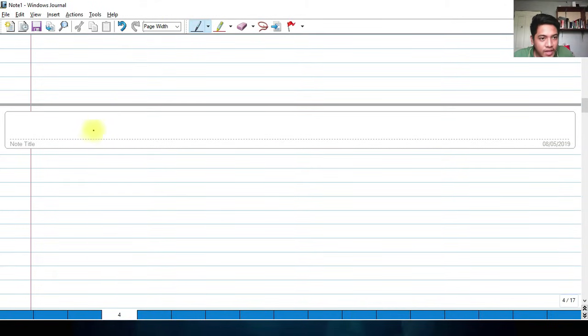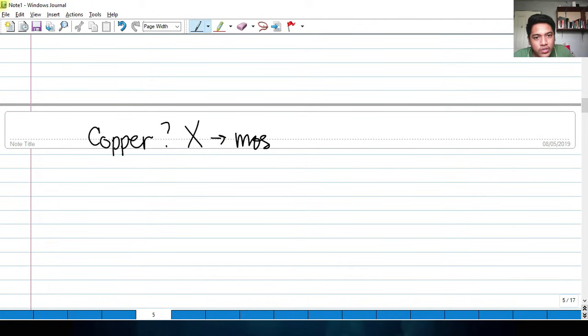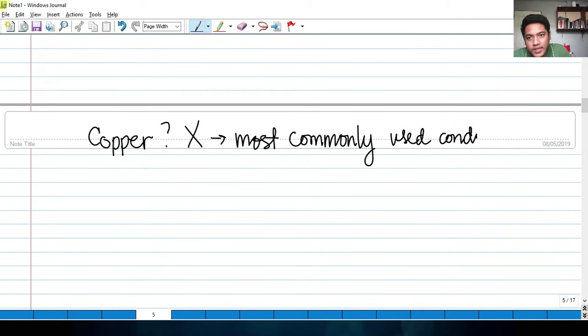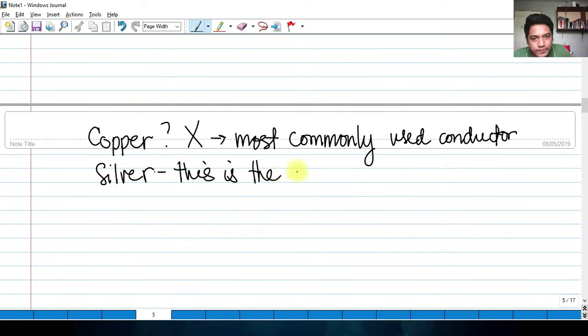And one of the best conductors, the one that has the best conductivity, is what? Do you think it's copper? Best conductor? If you think copper is the best conductor, then that is a no. Copper is the most commonly used conductor. But the best conductor is what we call silver.